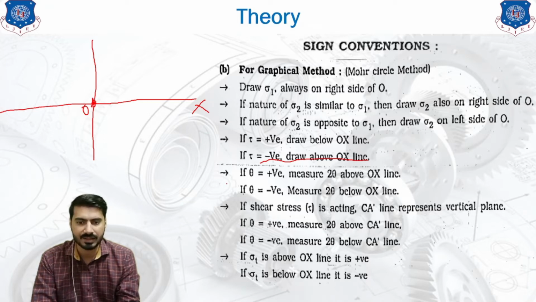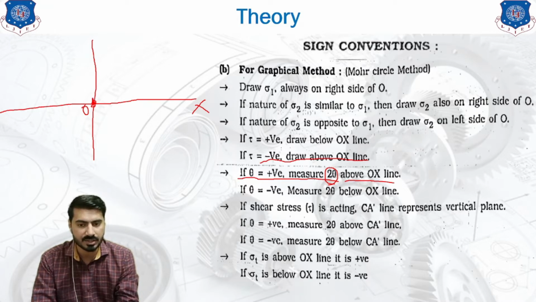Next is theta. If theta is measured clockwise from the reference vertical axis, then it is considered positive. And then measure 2 theta. Instead of theta, we are measuring 2 theta over here, 2 theta above the OX line. Above the OX line means in this quadrant. After that, if it is negative, then we have to measure 2 theta below the OX line.